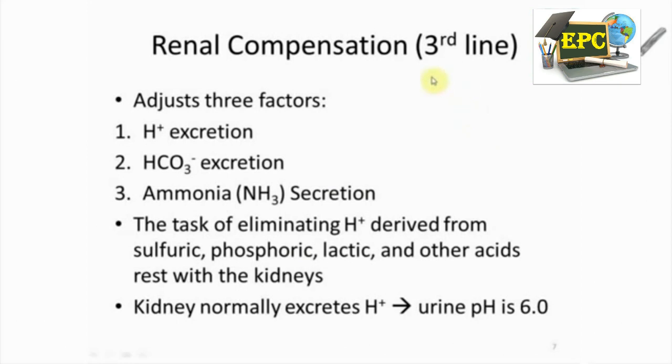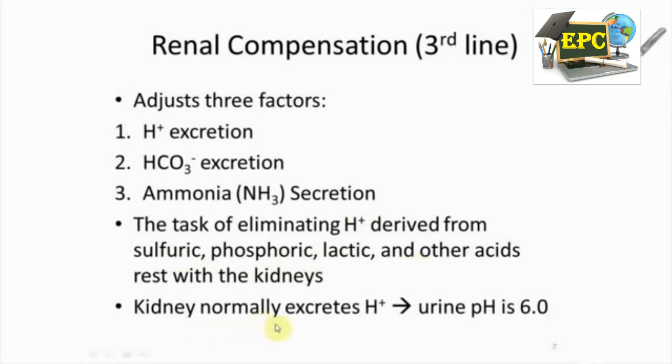Now, the third line of defense is renal compensation, and this mechanism comes a little bit late. It takes hours to days to work. The renal compensation adjusts three factors: hydrogen ions, bicarbonate, and ammonia. We're going to explain that in detail. For the task of eliminating hydrogen ions derived from sulfuric, phosphoric, lactic, and other acids, the kidney is the main player in getting rid of these hydrogen ions.